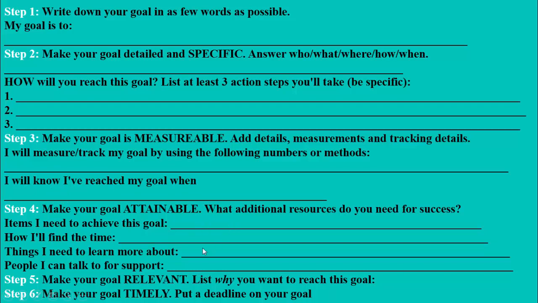And then step four, guys, make sure your goal is obtainable. So what additional resources do you need for this success? So items I need to achieve this goal. Well, I'm gonna need a driver's license, right? Because I plan on making this street legal. So I'm gonna need a driver's license. I have no idea how to ride a dirt bike right now, but I really want one. So that's gonna be one thing that I'm going to put down for items that I need to achieve this goal, right? Driver's license. And then how I'll find the time.